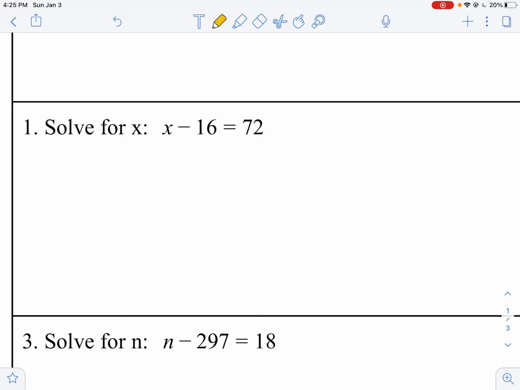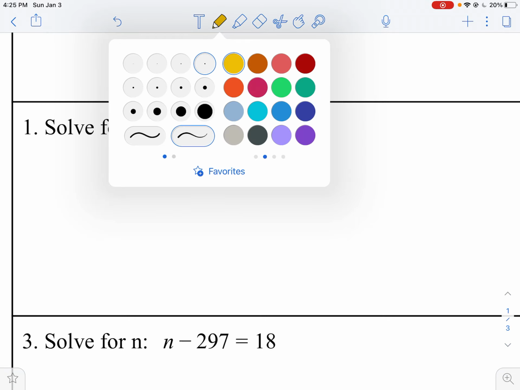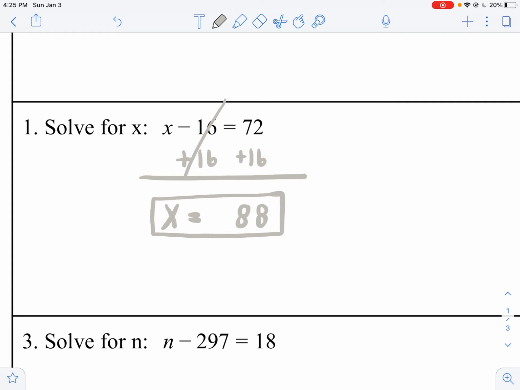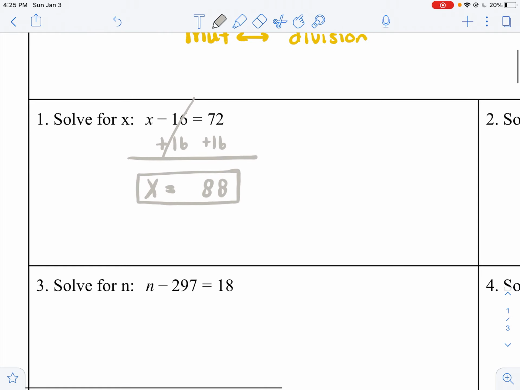What number, when we subtract 16 from it, is going to get us 72? So I see subtraction, which means I'm going to do its inverse operation and add 16 on both sides. And x equals 6 plus 2 is 8. 7 plus 1 is also 8. So x equals 88. Okay?